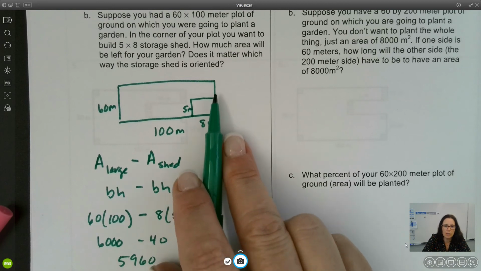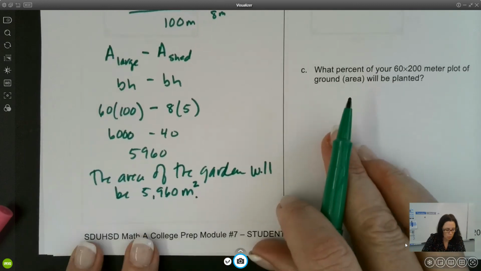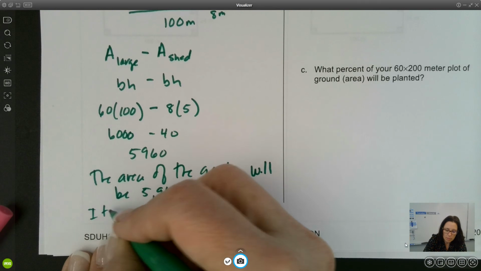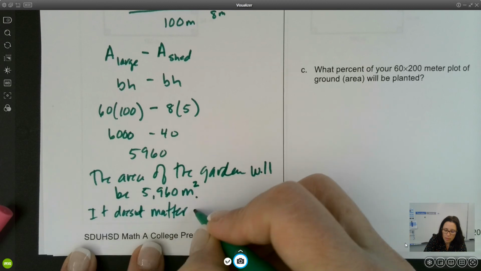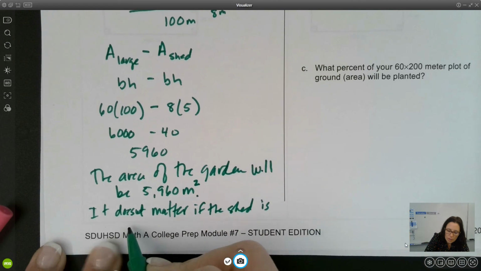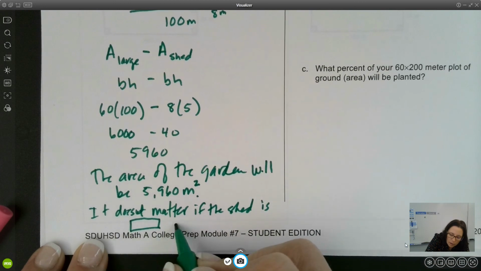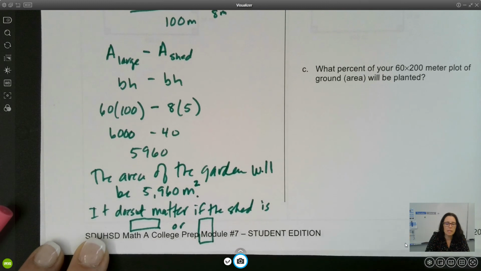Okay, does it matter if your shed is oriented like this, or if you turn it and have 5 down here and 8 up here? Does the area of the garden change? No. So it doesn't matter if the shed is this way or this way. In terms of the area, it might look different to you, it might look nicer or not as nice, but the area of the garden will be the same. You'll still have to cover the same amount.